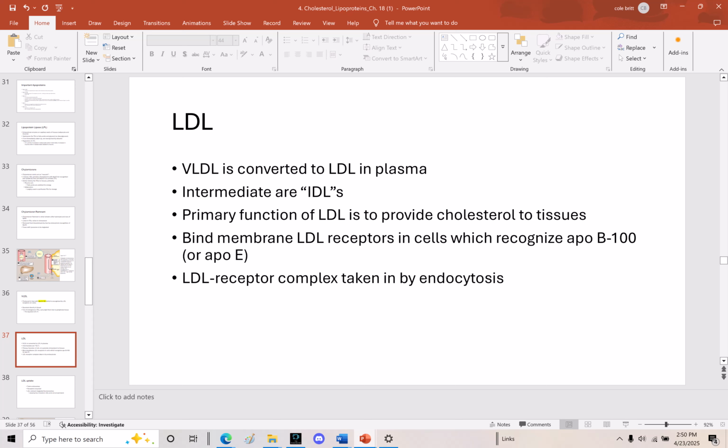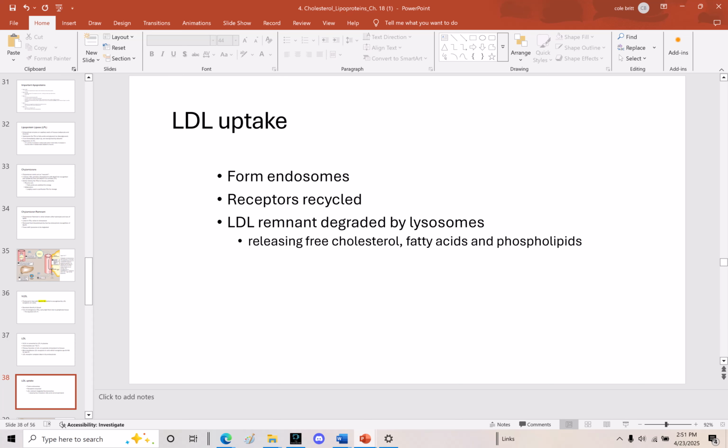And once the LDL is taken up, it's going to form endosomes. Lysosomes are, I call them, the recycling center of the cell. So the LDL is just going to fuse with the lysosome, and the lysosome will help break down the LDL and pull out the parts that are needed, like the cholesterol. So the LDL goes into that lysosome in order to get the free cholesterol out of it.